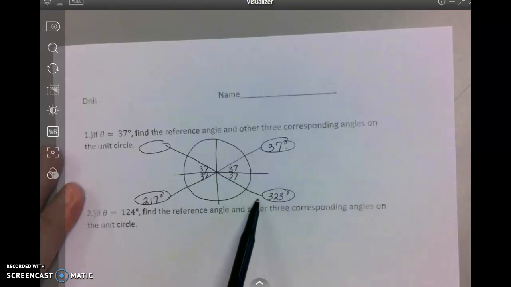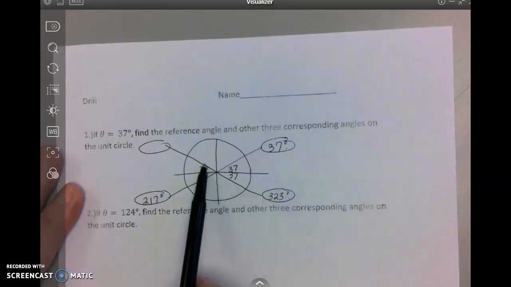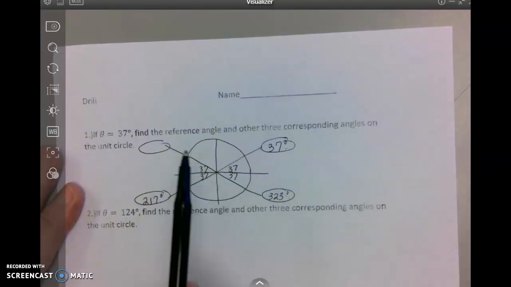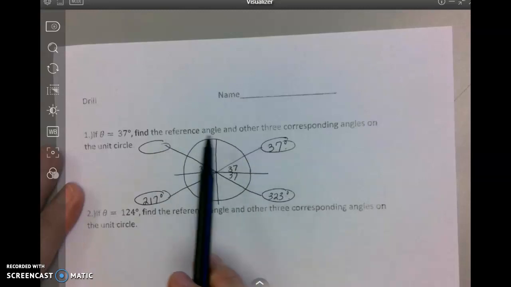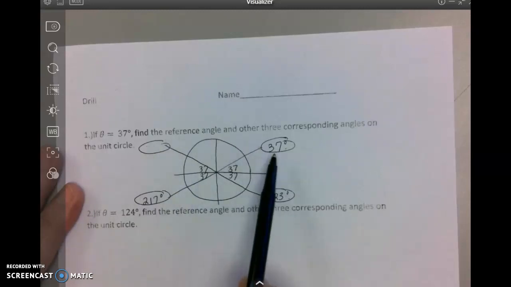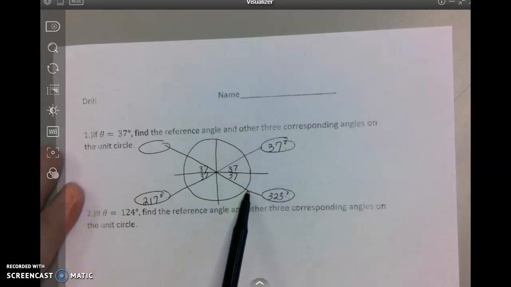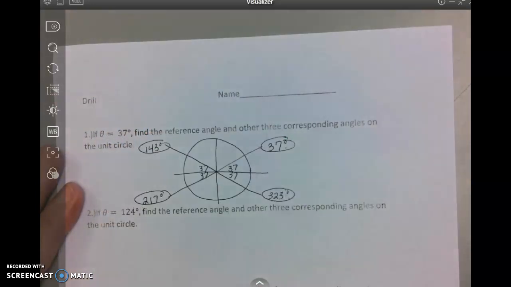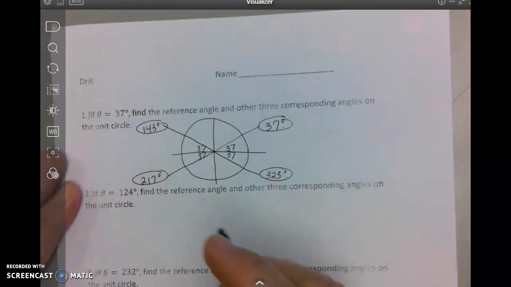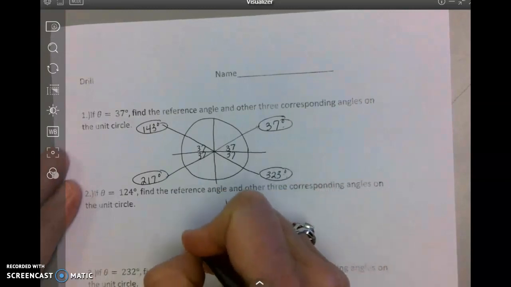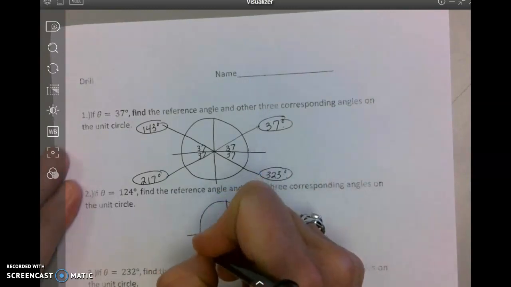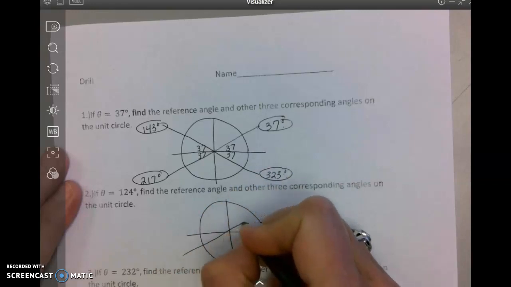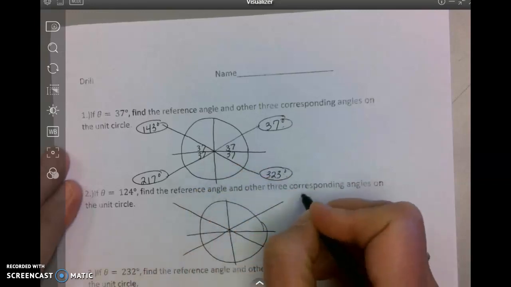All right, for this one, I could think this is 180, so subtract 180. Or I could think that these two add up to 180, take 180 minus 37, or take 323 minus 180. Either way, I get 143 degrees. Number 2. Again, got my circle with my 4 angles.